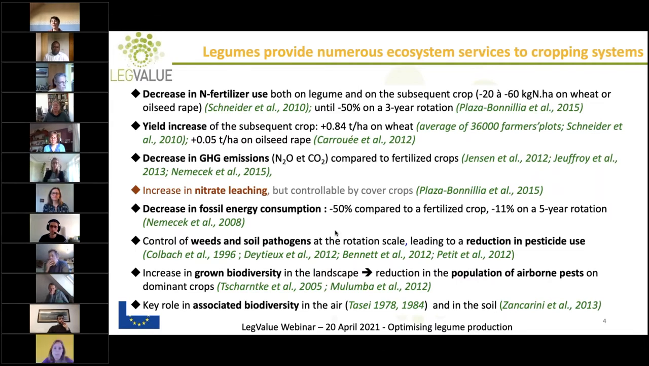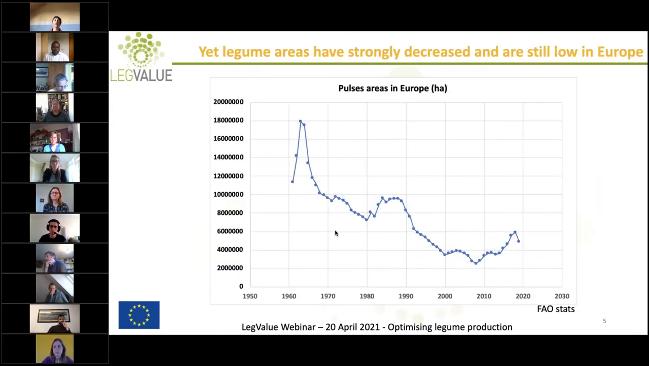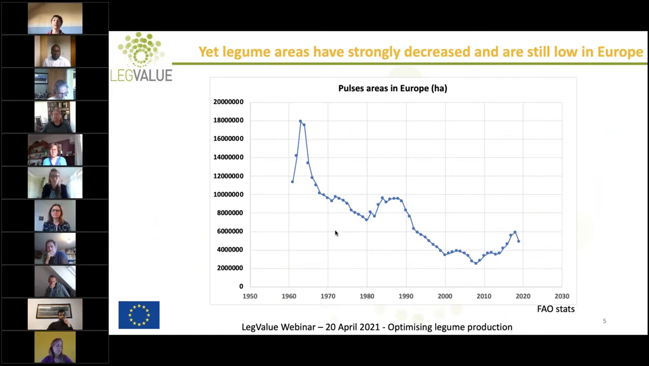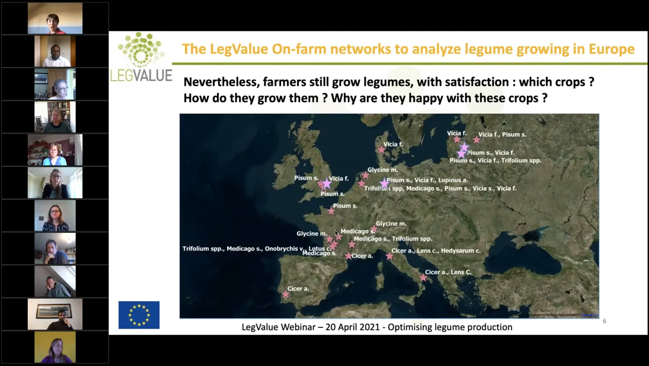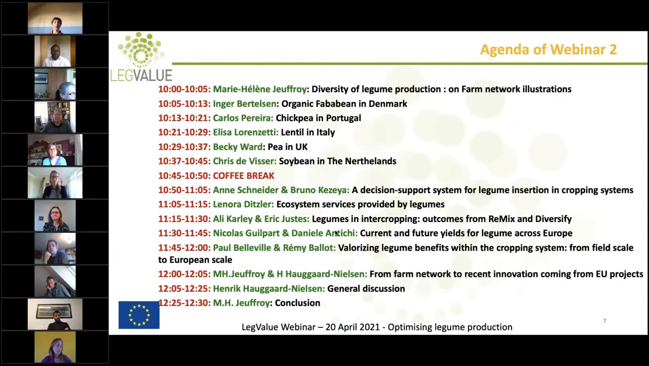But despite all these interesting ecosystem services, legume areas have strongly decreased and are still low in Europe. Here you have the pulses areas in Europe. We also know that some farmers still grow legumes, and they are happy with that. In the LegValue project, we wondered how they grow them and why they are happy with this legume. We had on-farm networks trying to understand and analyze how farmers deal with legumes.